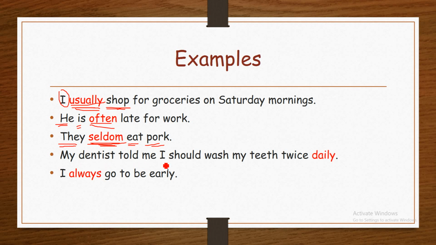My dentist told me I should wash my teeth twice daily. Twice daily. Daily is also an adverb of frequency. It is a definite frequency. This specifies an exact time frame. I always go to bed early. I is the subject. Always is an adverb of frequency. Go is the main verb.